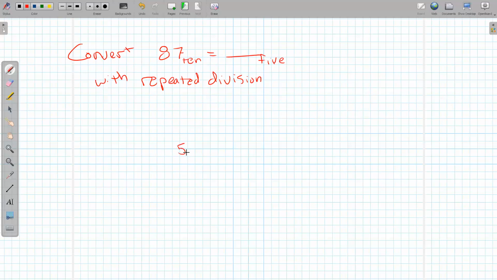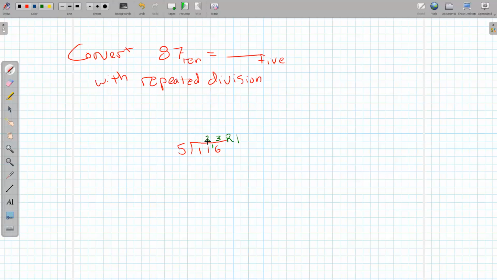And I'm going to take 5 into 116 like I did before. And I'm going to use the short division version where I say 5 goes into 11 twice. 2 times 5 is 10. 11 minus 10 is 1. 5 goes into 16 3 times. But then I'm going to write the remainder 1 like before.